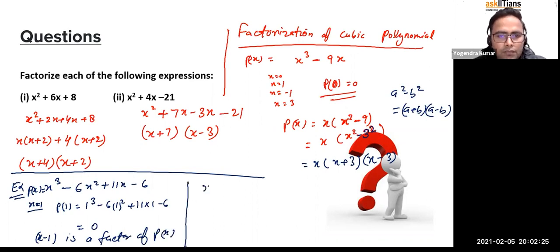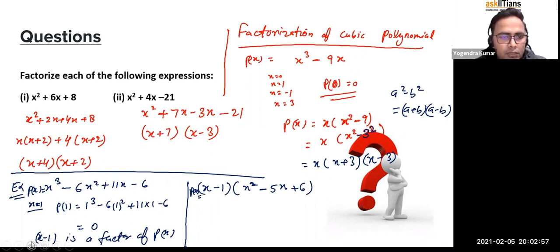Very good. So if x minus 1 is one of the factors, this given polynomial p of x can be written as x minus 1 into x square minus 5x plus 6, right? Now how do we get this expression?